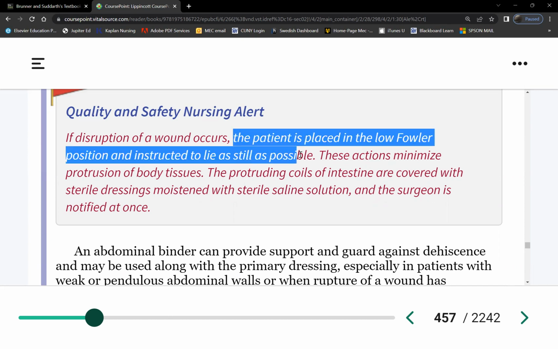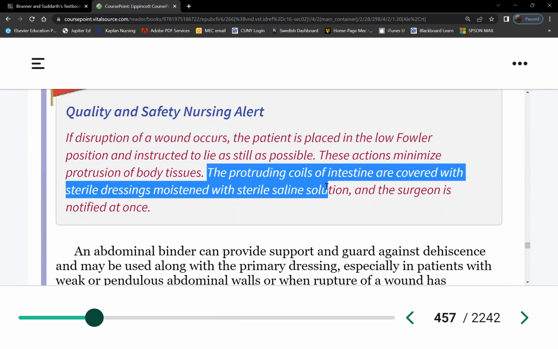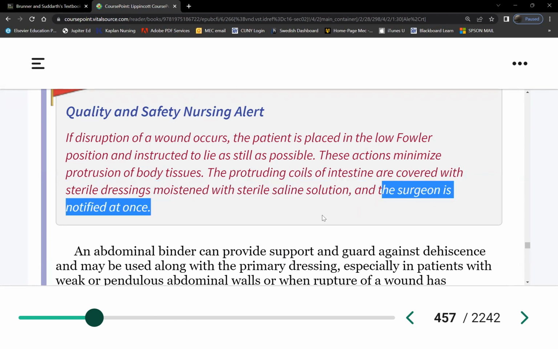Lower the head of the bed and tell the patient to keep still. Then what's the next one? Then you cover it with a wet saline dressing and then call the surgeon. Clear?